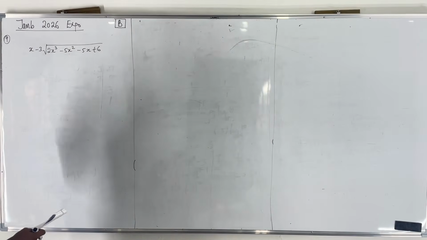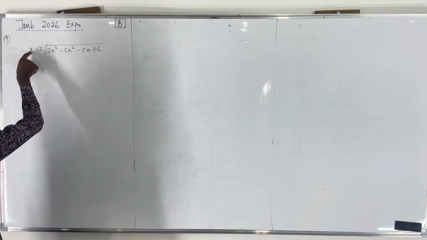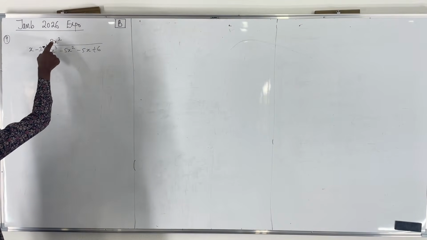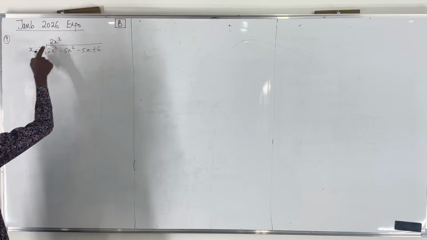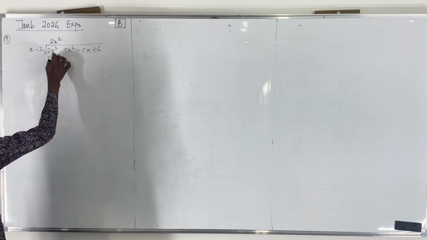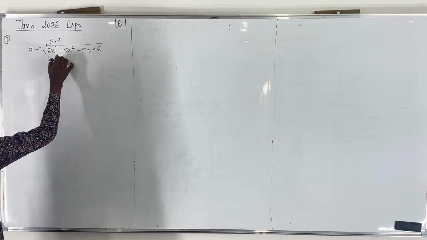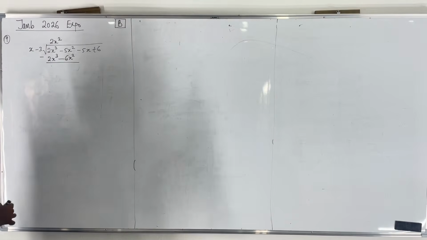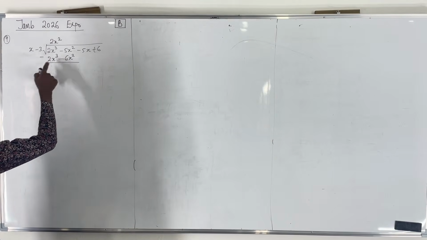Now when you're doing long division, you only divide by the x. So 2x cubed divided by x will give us 2x squared. Then next thing we multiply. 2x squared times x is 2x cubed. 2x squared times minus 3 is minus 6x squared. Then we subtract. 2x cubed minus 2x cubed is 0.